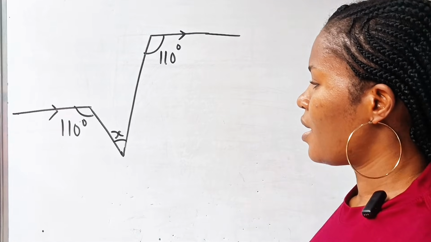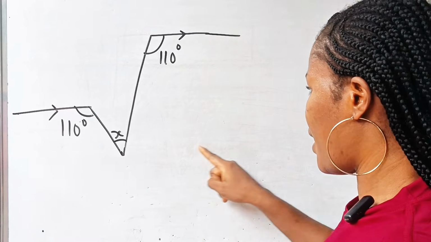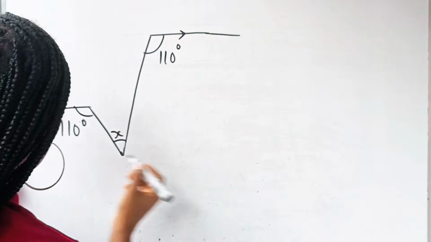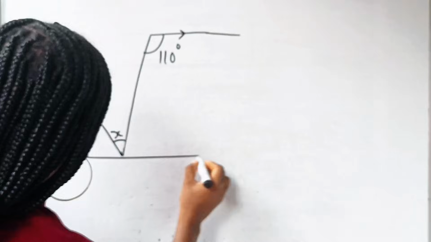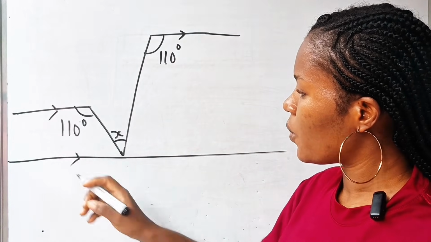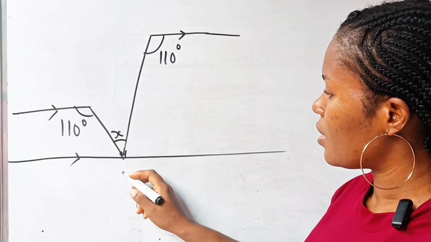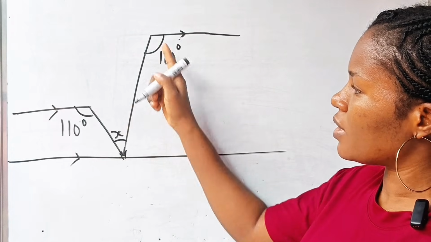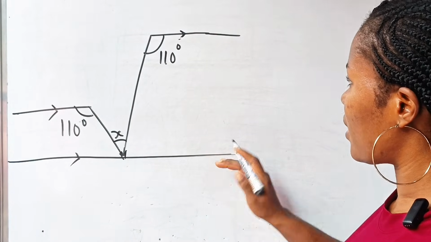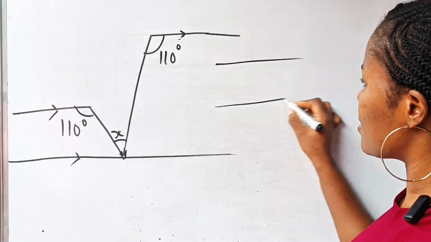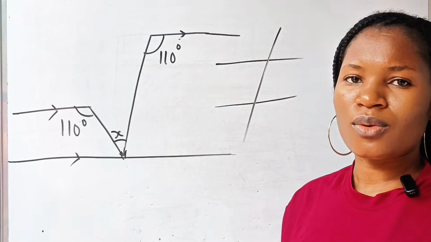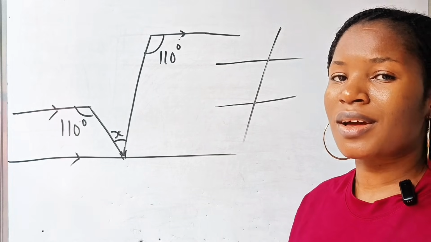Second method, let us draw a horizontal line here that is parallel to this and this as well. So if we do that, please manage this drawing. So you can see that this line now is also parallel to this and this. And if that is the case, let us remember that when two parallel lines are crossed by a transversal, we can form the Z angle, or otherwise known as the alternate angle.